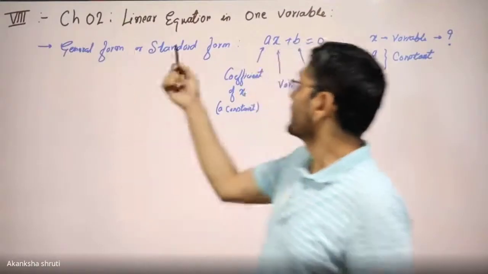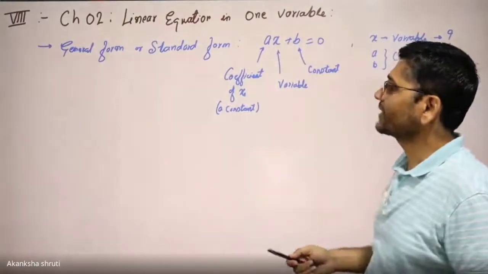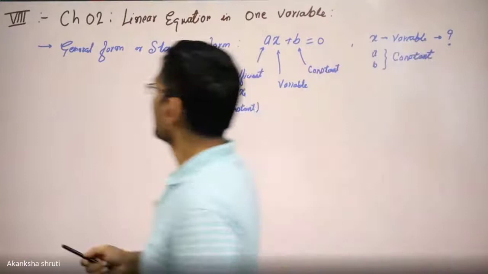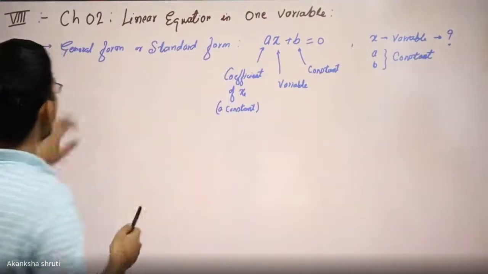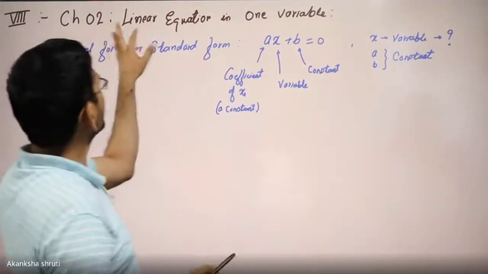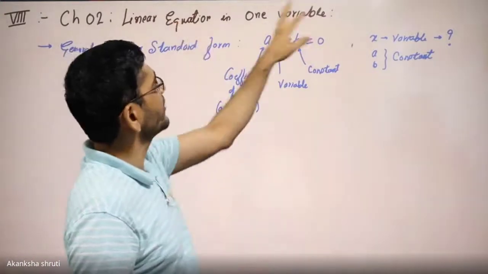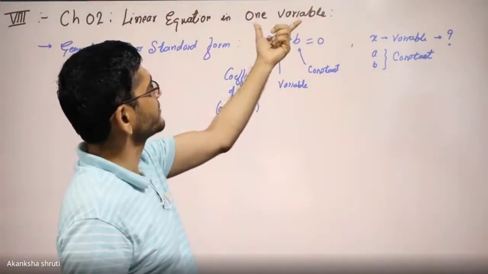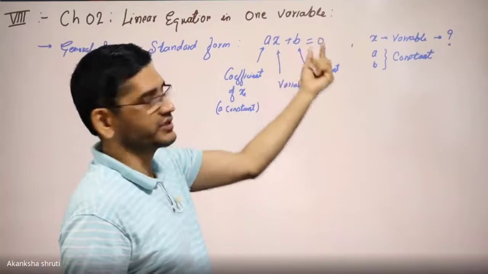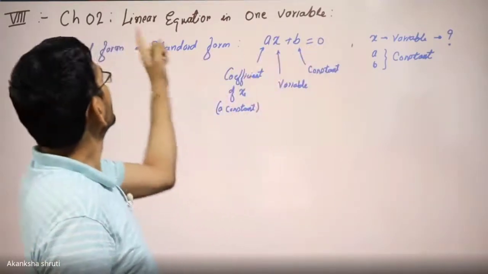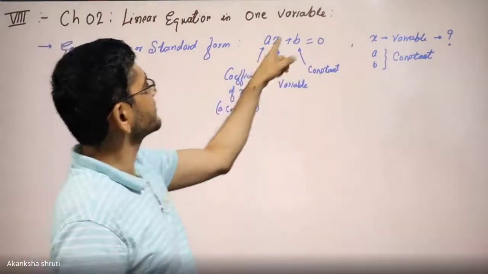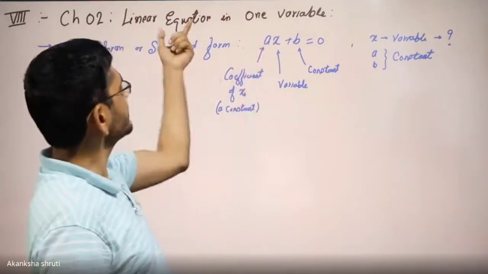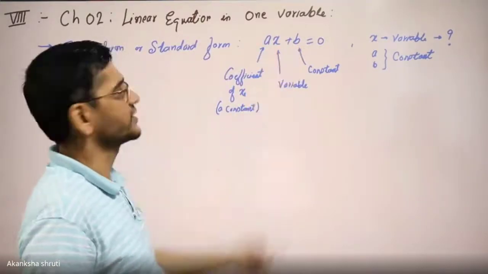Chapter 2, linear equation in one variable. In last class, we have learned what we mean by linear equation in one variable. One variable means only one kind of variable. It may be x, y, z, only one at a time. Linear means the power to that variable must be 1, and equation means it must contain an equality sign.